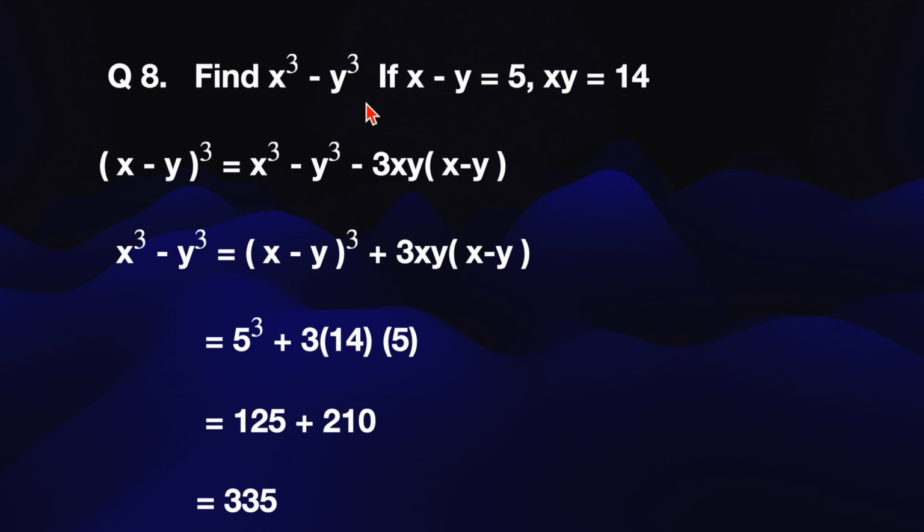Find x cube minus y cube if x minus y is equal to 5 and xy is equal to 4. So write down the general formula. Okay, this is the general formula. Now substitute x minus y and xy here. Solve it. You'll get the answer.